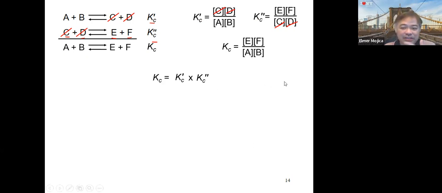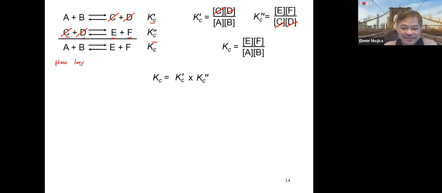So the new K that you have is just the product of Kc prime times Kc double prime. You just cancel here the C plus D. Okay? So the new K that you have there is just the product. So please don't confuse this with Hess law.